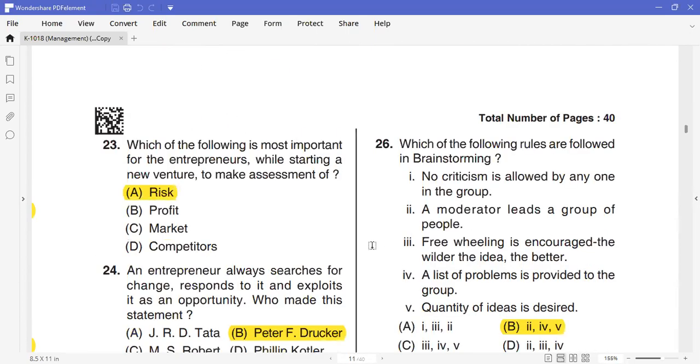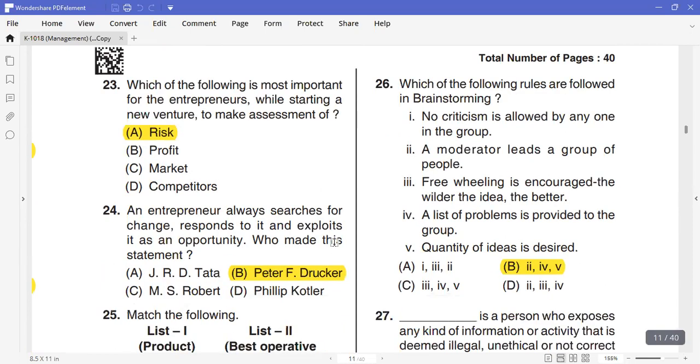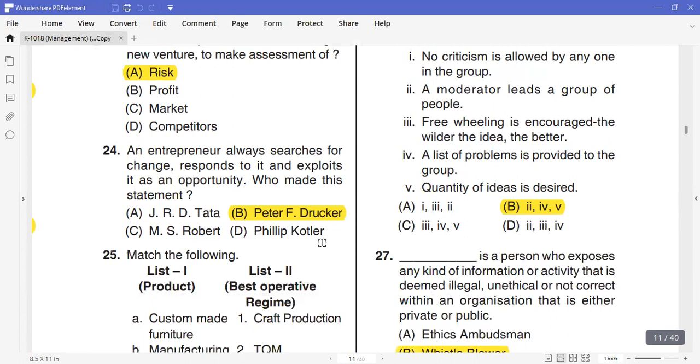Which of the following is the most important for entrepreneurs while starting a new venture to make an assessment of risk. So risk assessment is most important for the entrepreneurs because the company can overnight be profitable or it can go to a loss based upon the amount of risk the entrepreneur is going to take. So 24th question, an entrepreneur always searches for a change, responds to it and exploits it as an opportunity. Who made this particular statement? The correct option is B, Peter F.